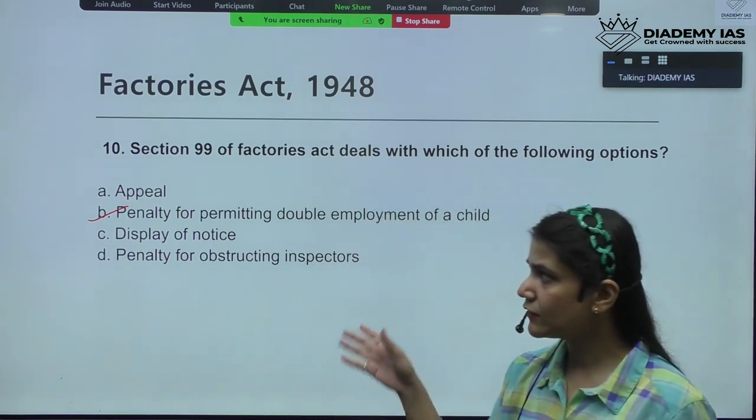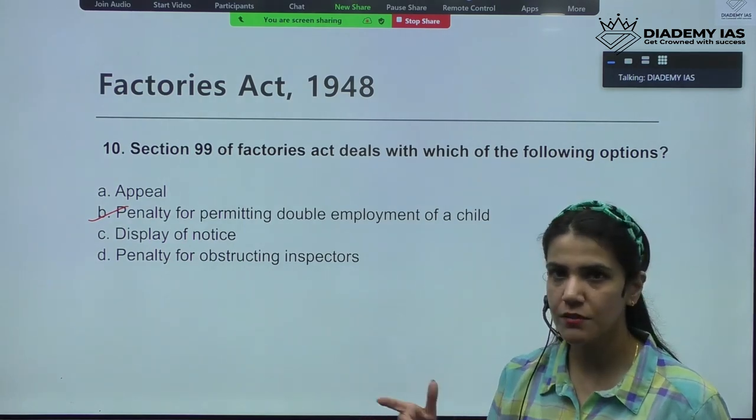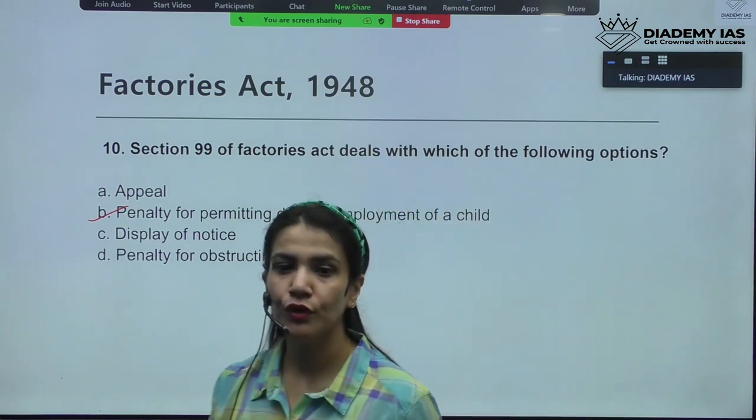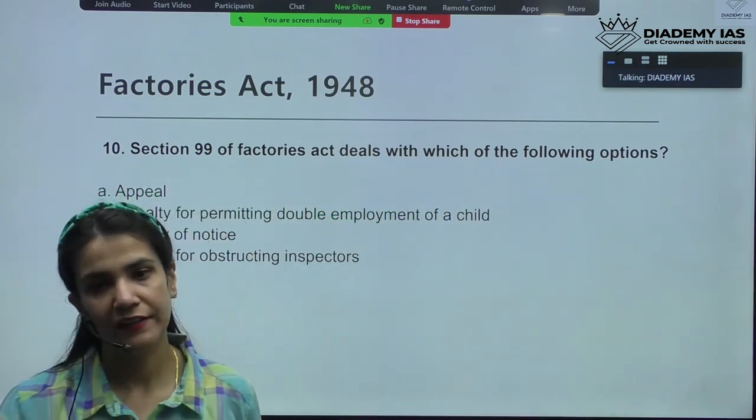So the questions have given you a gist about the way you have to prepare for it also, right? So now let's move on to another act, and that is going to be your Maternity Benefit Act.